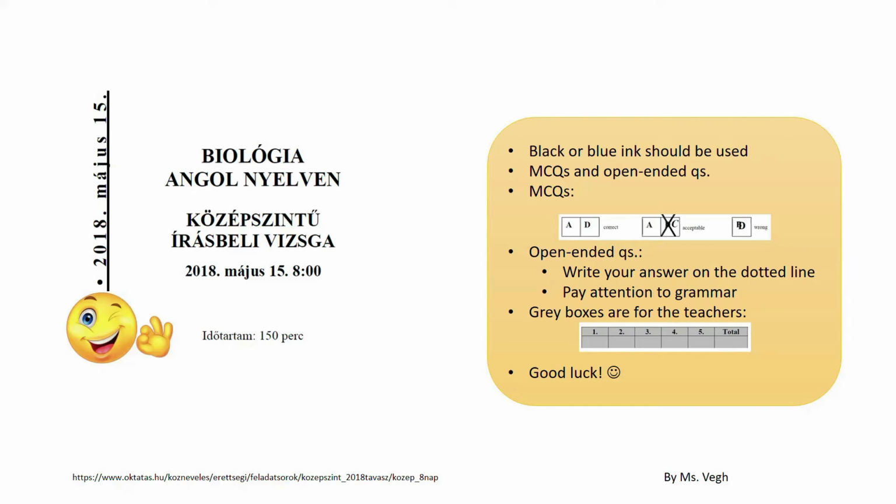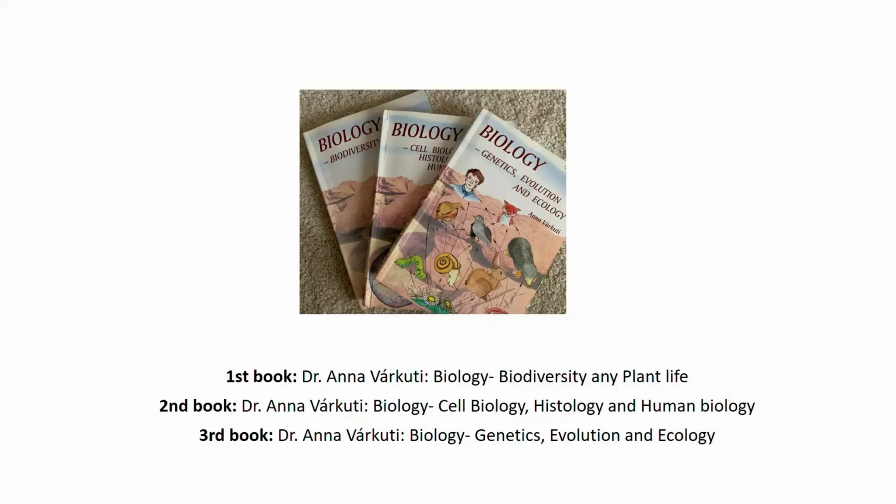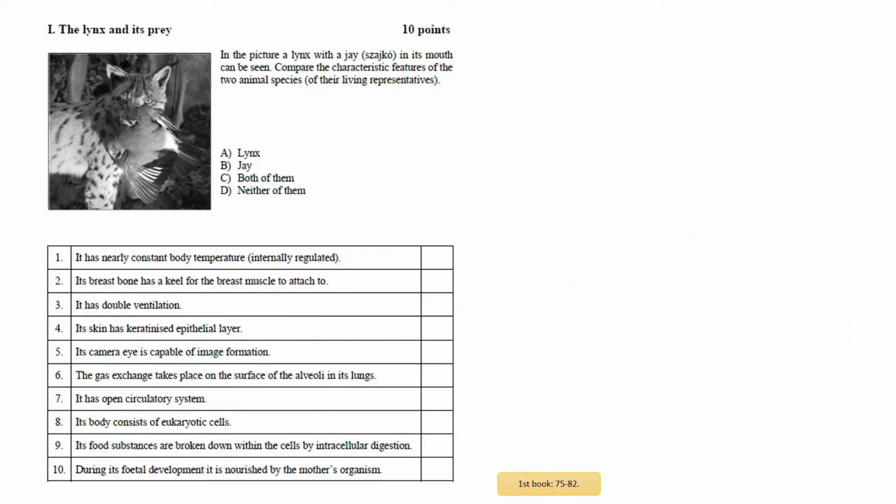Hi guys! So one more quick practice for today, namely the 2018 Standard Level Biology Final Exam paper. On each slide, typically in a yellow box, you can see the textbook's related pages. And let's start with the first exercise, which is entitled The Lynx and its Prey.